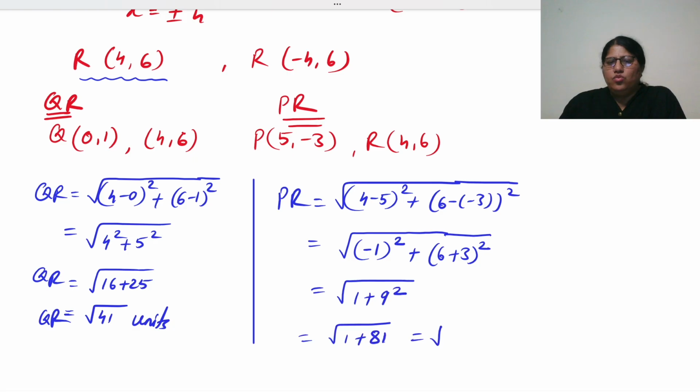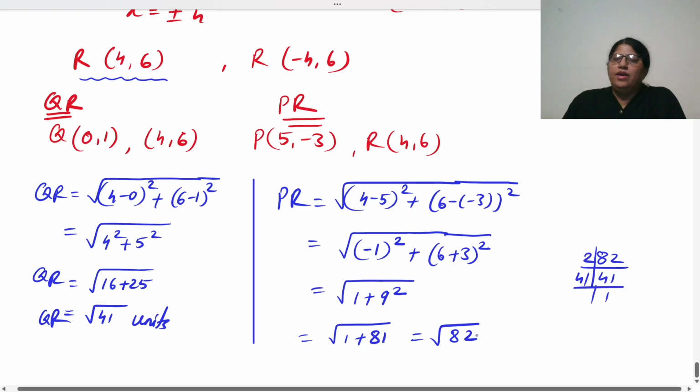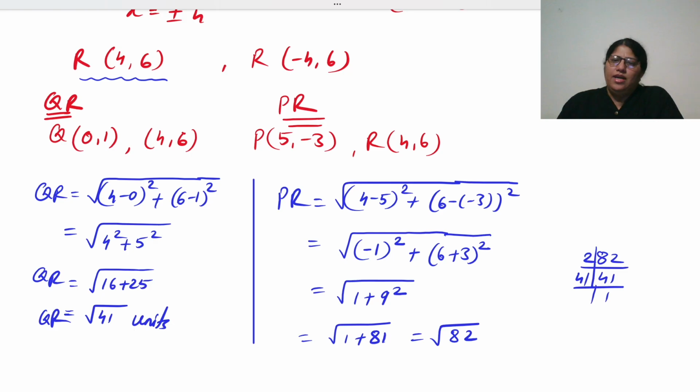Now root 82, because we need to write down in simplest form, please cross check by doing the prime factorization if you are able to get any square number, because 41 is a prime number. So this is my answer here, root 82 units, correct?